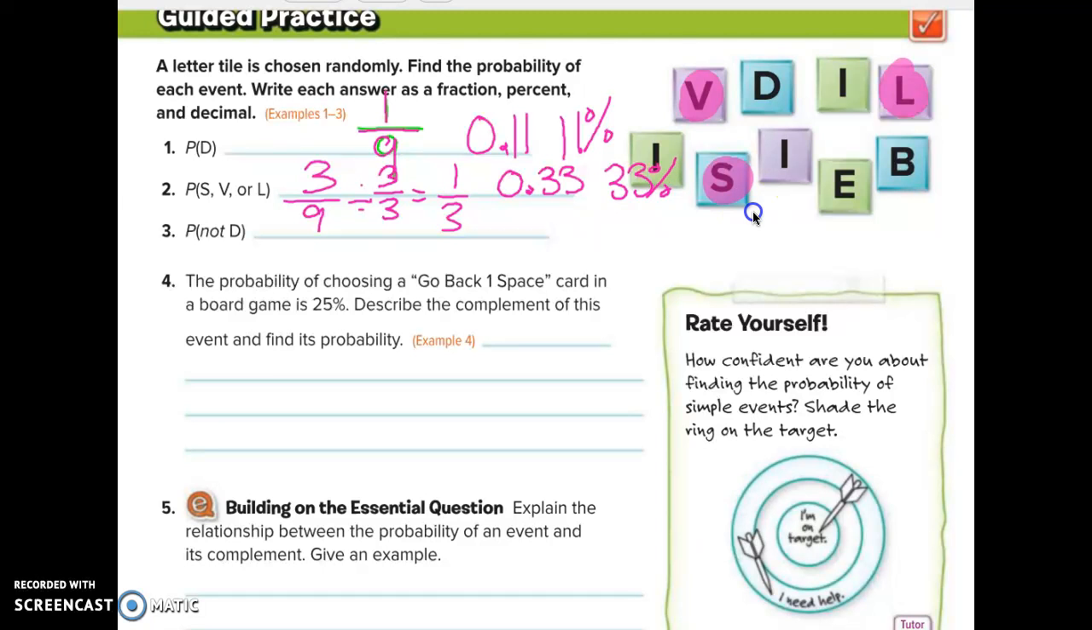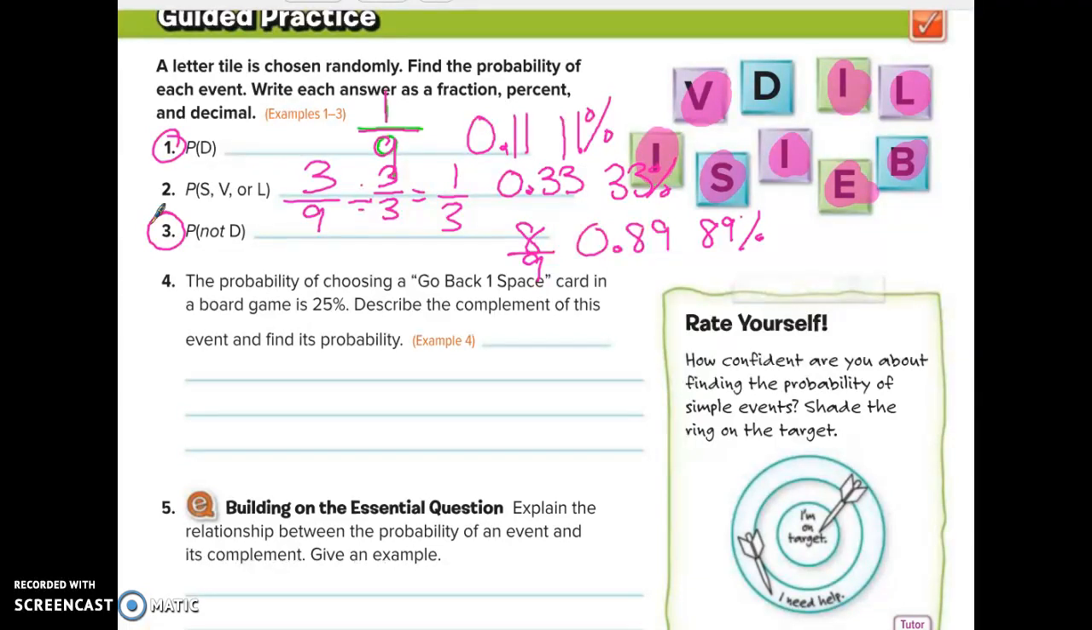Okay, our number 3, we have not selecting D. So all of the choices that are not D. You can see there I've highlighted 8 out of the 9 total. So this as a decimal will be 0.89 and 89%. Remember, 1 and 3 are complementary events because they both can't happen at the same time, but one or the other has to happen. I either have to select a D or I don't select D.